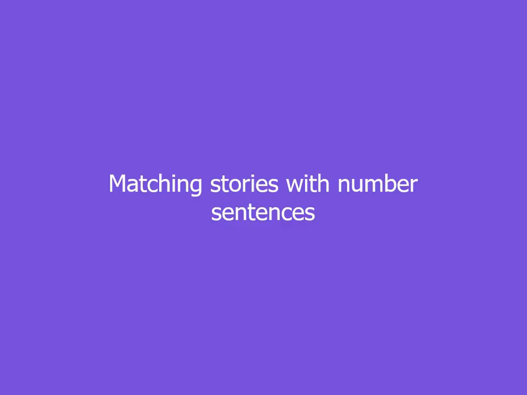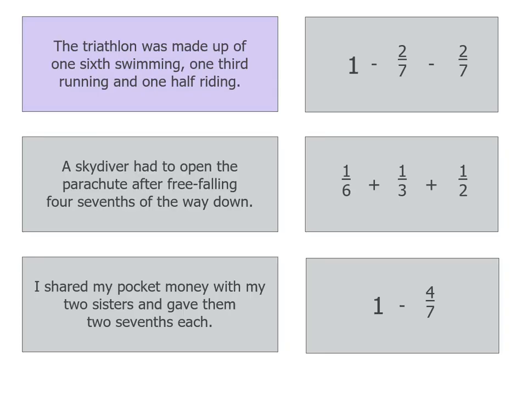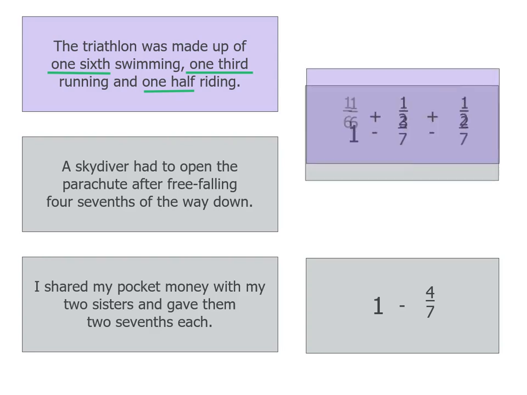Now how could we match these stories with their number sentences? We've got 3 stories and 3 number sentences. Our first one says the triathlon was made up of 1/6 swimming, 1/3 running and 1/2 riding. It says made up of, so that means we're going to be adding things together. And it says and, which means adding on. So we've now got addition and we want 1/6 and 1/3 and 1/2. And if you look here, that's what we've got, 1/6 plus 1/3 plus 1/2. So we can change position there.